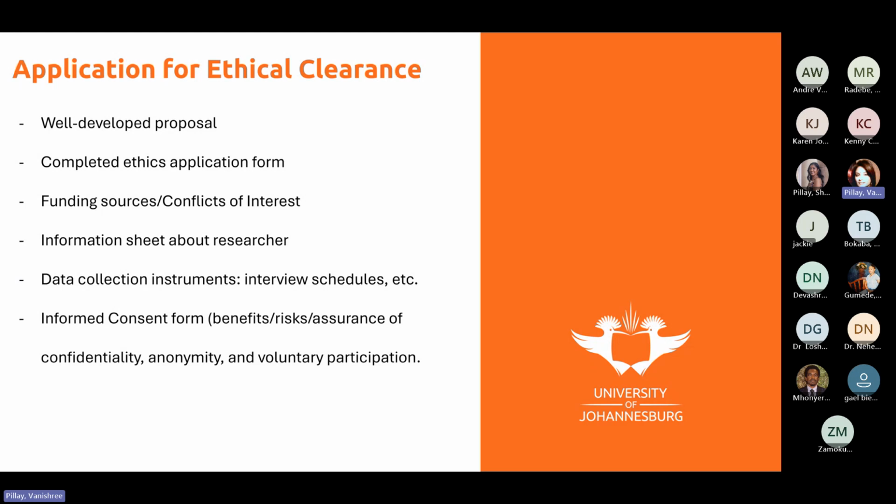And then I think this is what I was touching on: application for ethical clearance, your proposal, the ethics form, disclose if there's funding sources, so there's no conflict of interest, an information sheet about the researcher, also about the language that you're going to be using for your participants. Because remember, you can't be an English-speaking researcher going into a space where nobody speaks English. So then you need to say, well, I will have a translator.